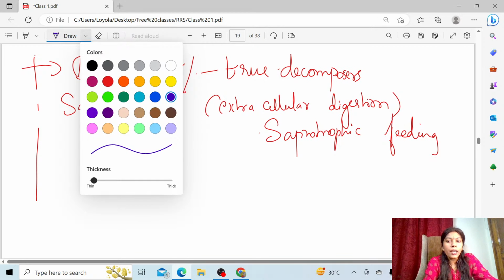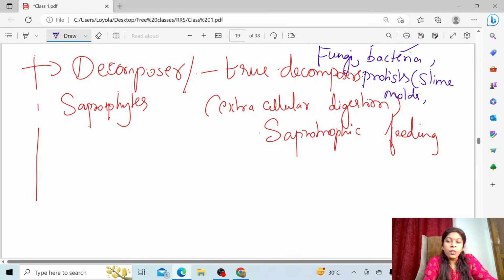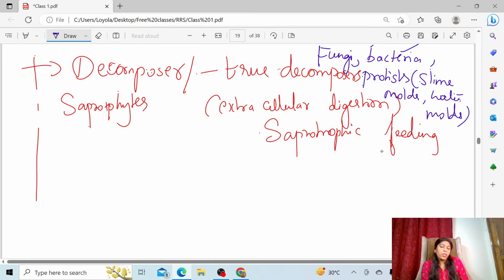Fungi, right? Then bacteria, and some protists are also decomposers. We all know fungi and bacteria only, but protists are also decomposers. Protists like slime molds, you can write this example also, slime molds and water molds. All these are examples of protists which act as decomposers.